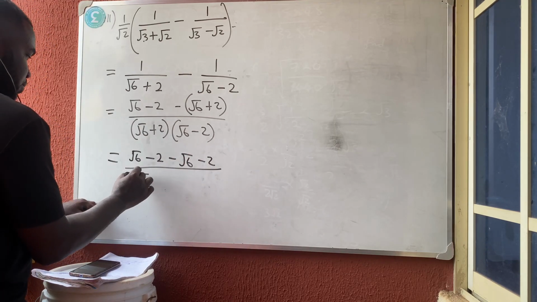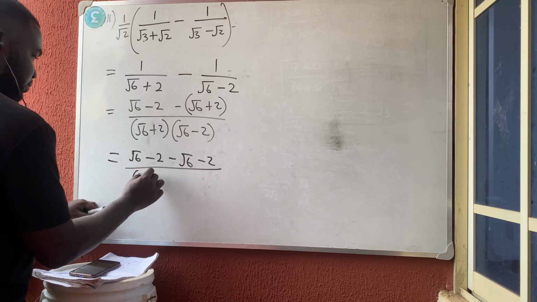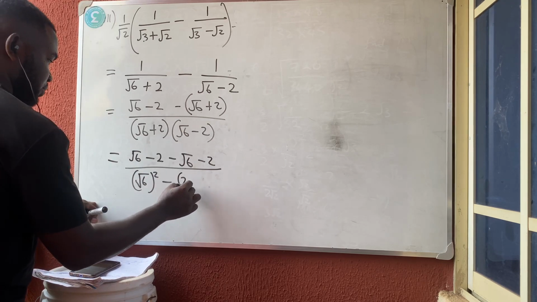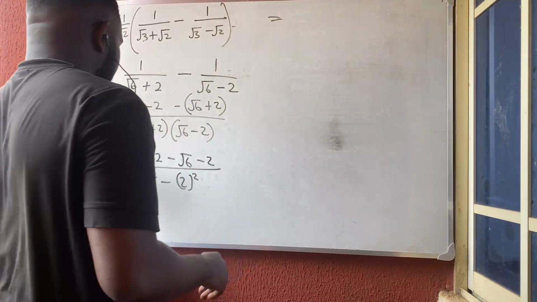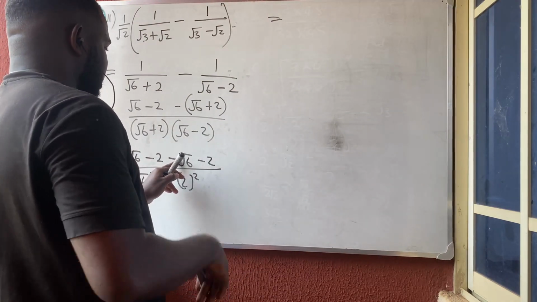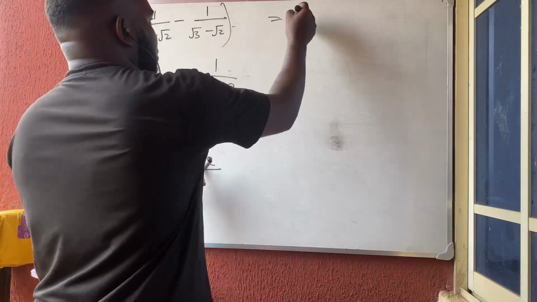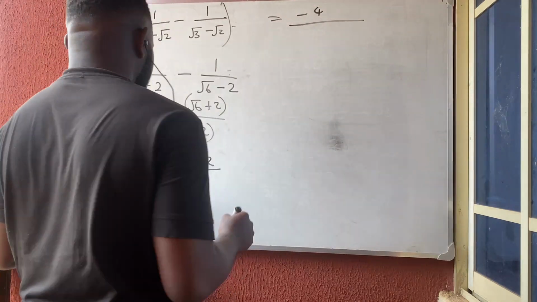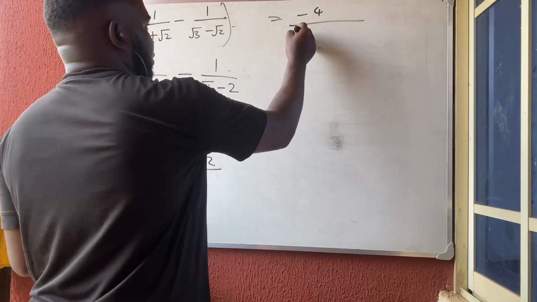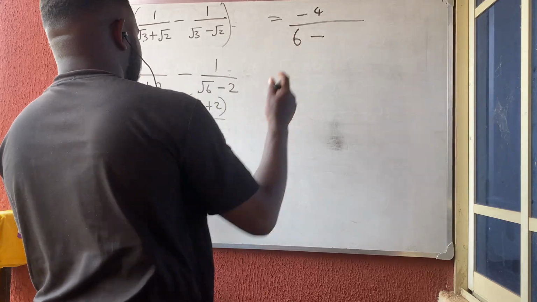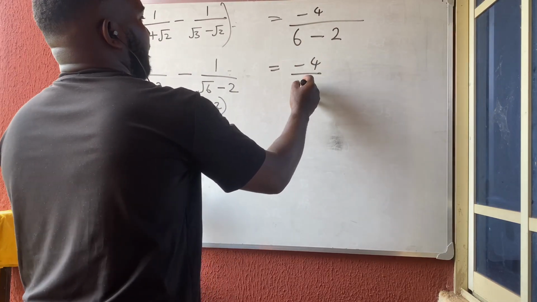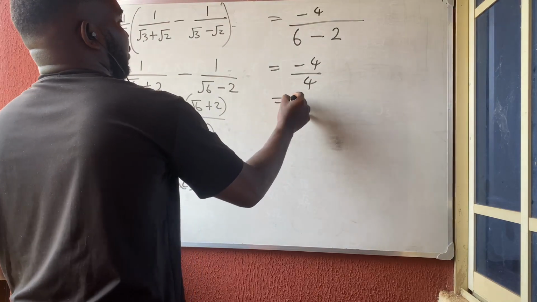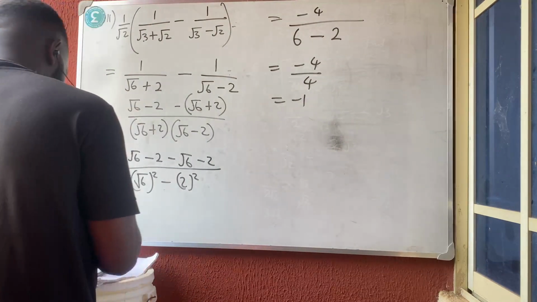The first person squared minus the second person squared. So what do we have now? We are having root 6 minus root 6, 0. Minus 2 minus 2, minus 4 upstairs. I'm having here this squared is giving me 6, minus this squared is giving me 2. So what do I have? Minus 4 over 4. So what do I have? Minus 1 as my final answer.